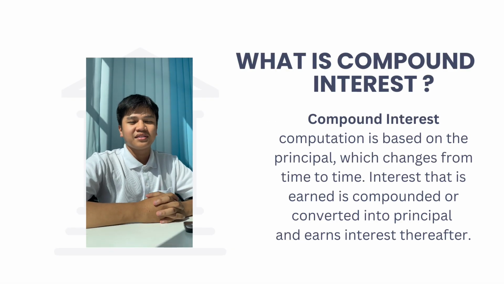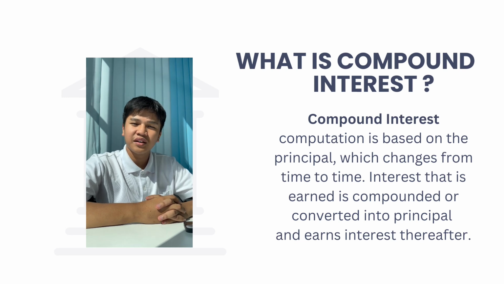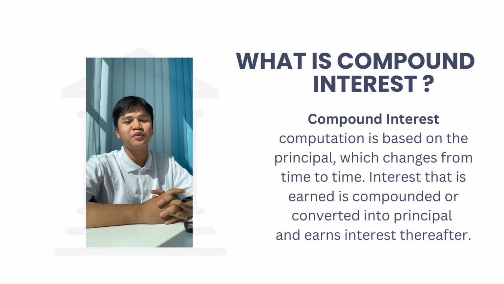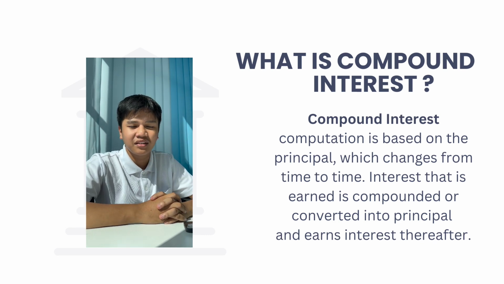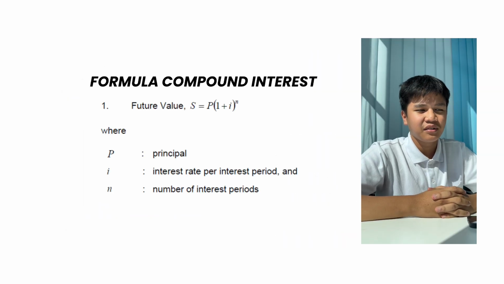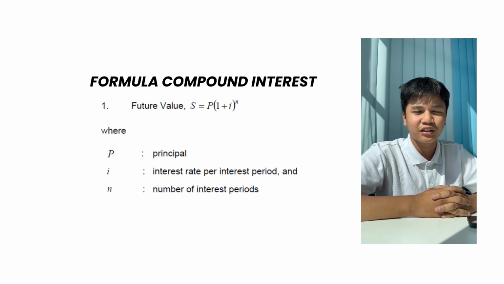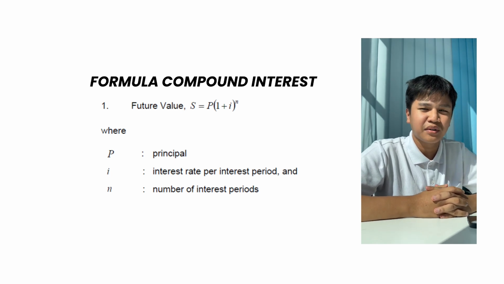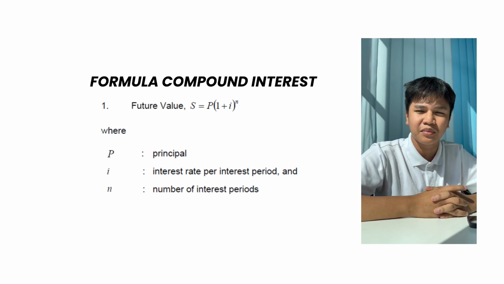What is compound interest? Compound interest computation is based on the principle, which changes from time to time. Interest that is earned is compounded or converted into principal and earns interest thereafter. Formula for compound interest: future value S equals P in bracket 1 plus i close bracket to the power of n, where P is principal, i is interest rate per interest period, and n is the number of interest periods.